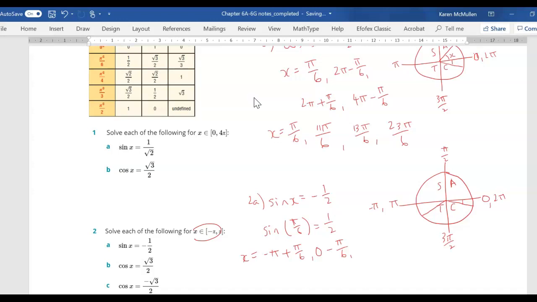So the only 2 solutions we have are negative pi plus pi on 6, which if you wanted to write negative pi as an improper fraction, it would be negative 6 pi on 6. So it's going to be negative 5 pi on 6.